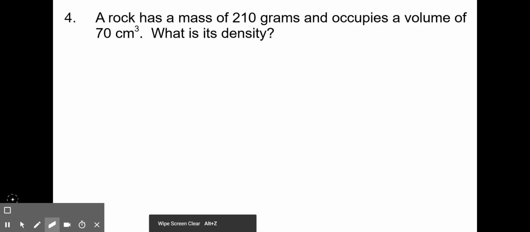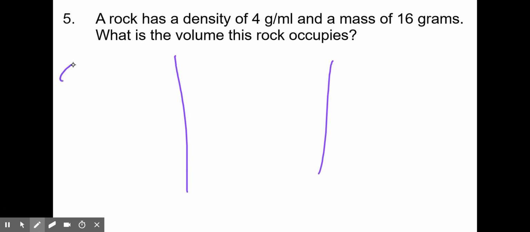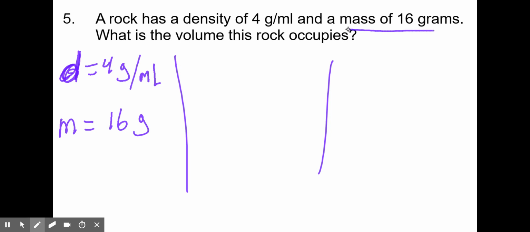Last problem that I'm going to work for you is number 5. A rock has a density of 4 grams per milliliter. Again, I apologize for my writing, but I can't lay my hand on the screen. It's messing up the writing for some reason. Mass equals 16 grams is given to us in our problem. That's the two that we're given.